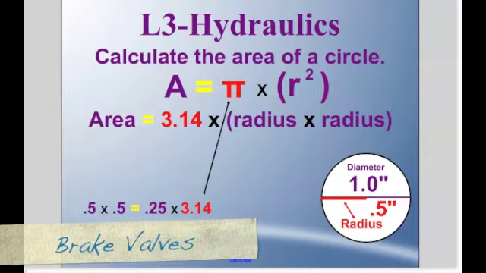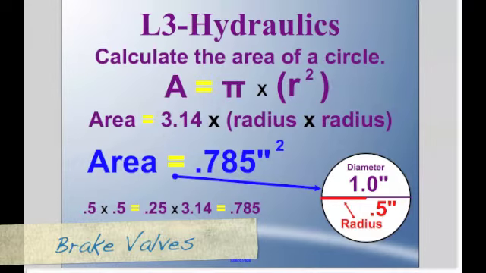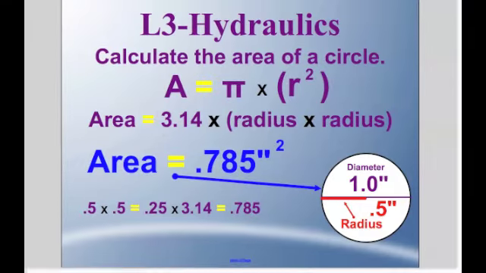We're going to multiply it by pi, which we've already determined where 3.14 comes from. Okay, and that's going to give us 0.785. So now we know that area is equal to 0.785 square inches. That's the surface area of a 1-inch diameter piston.